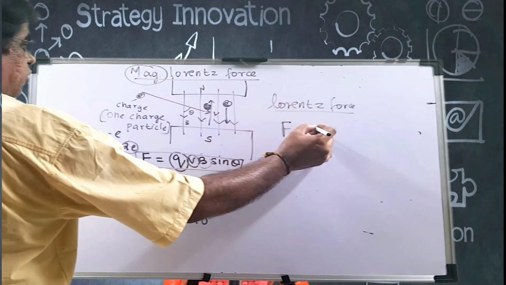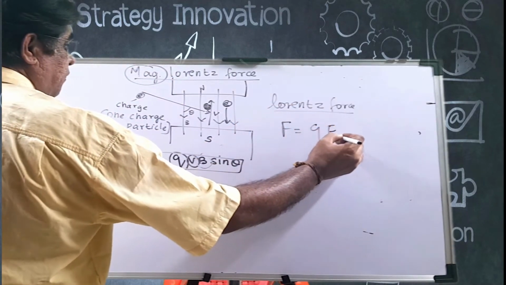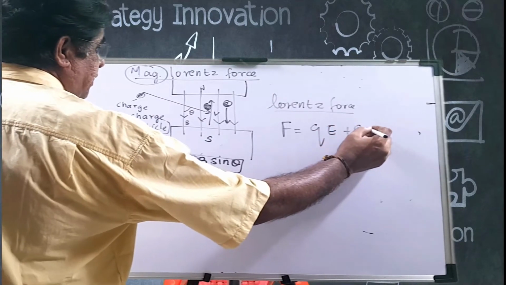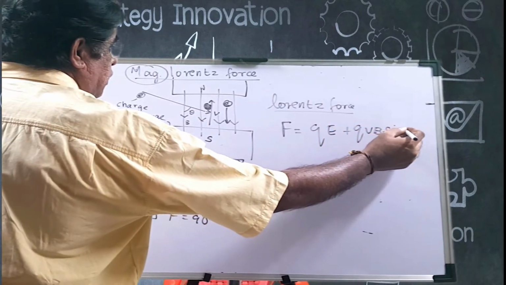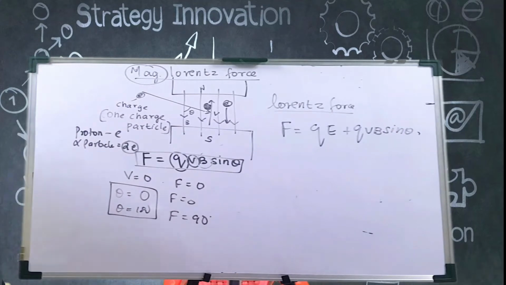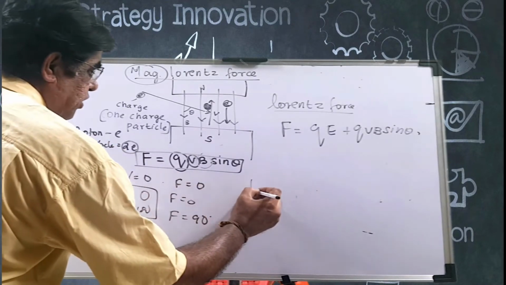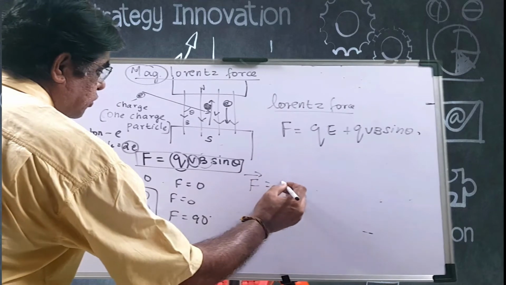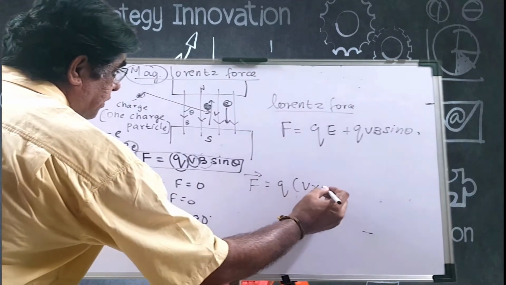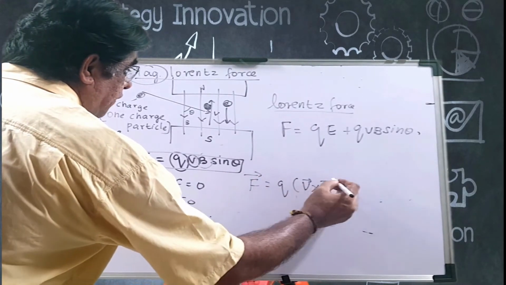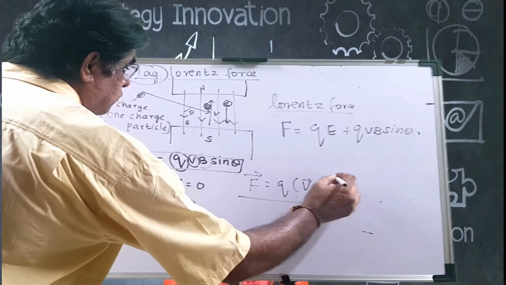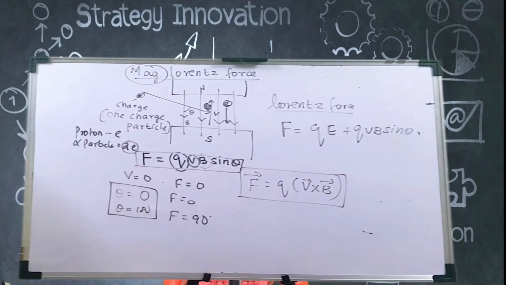When they say Lorentz force, it's going to be qE, which is the force due to your electric field, plus qvB sine theta, which is your force due to the magnetic field. So when they say Lorentz force, use both the values. When they say magnetic Lorentz force, use this formula. That's the first information. And the vector form of this is going to be F equals q times v cross B. So this is the vector form of your magnetic Lorentz force.